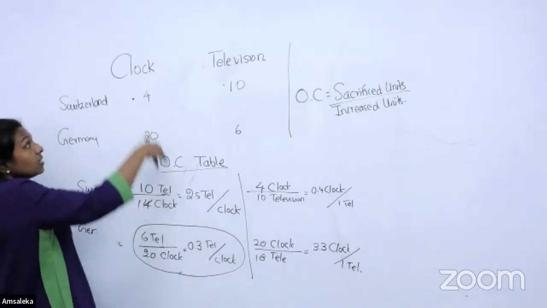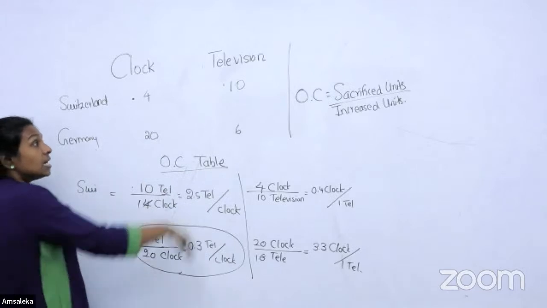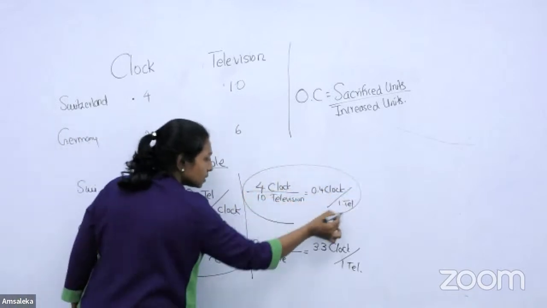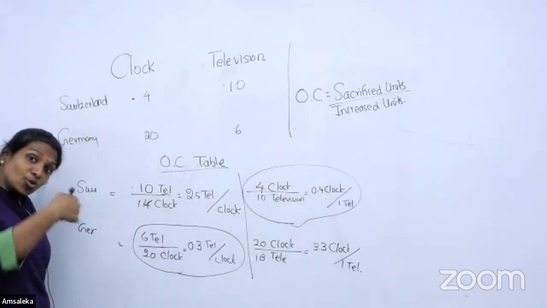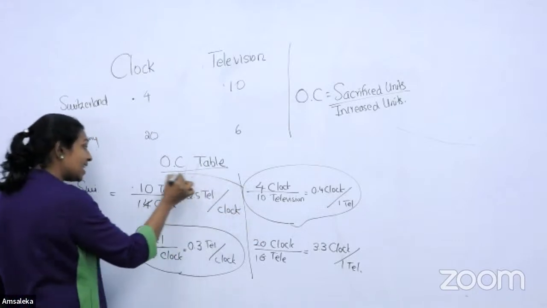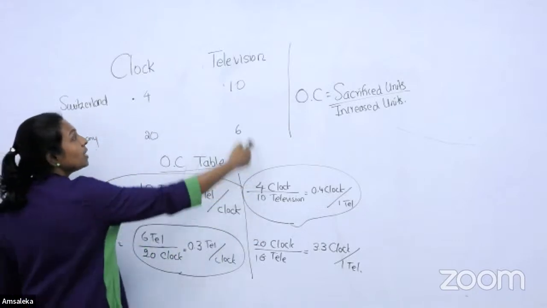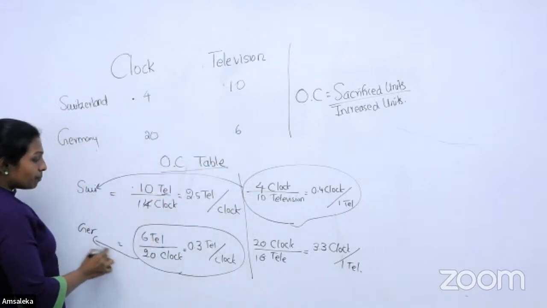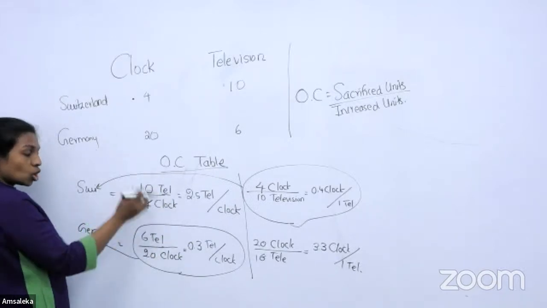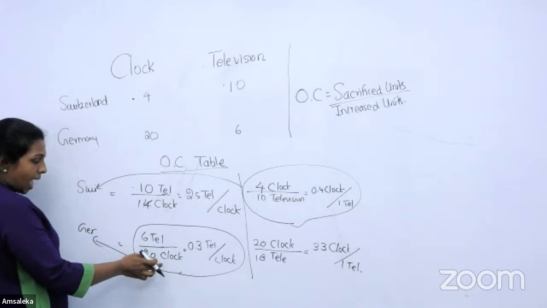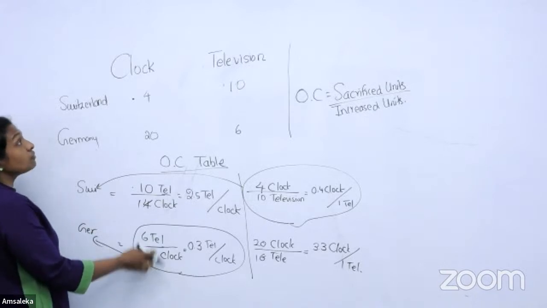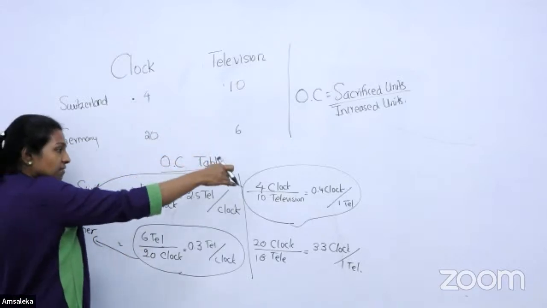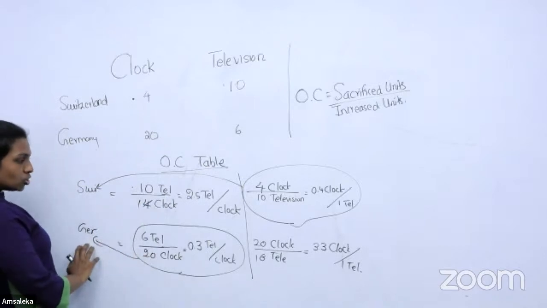Clock. Because this one I did clock, television, Switzerland, Germany. Likewise, television. Now you can check what's the country. Switzerland has the comparative advantage for the production of television. Germany has the comparative advantage for the production of clock. Therefore, the same. Switzerland exports television, imports clock from Germany.